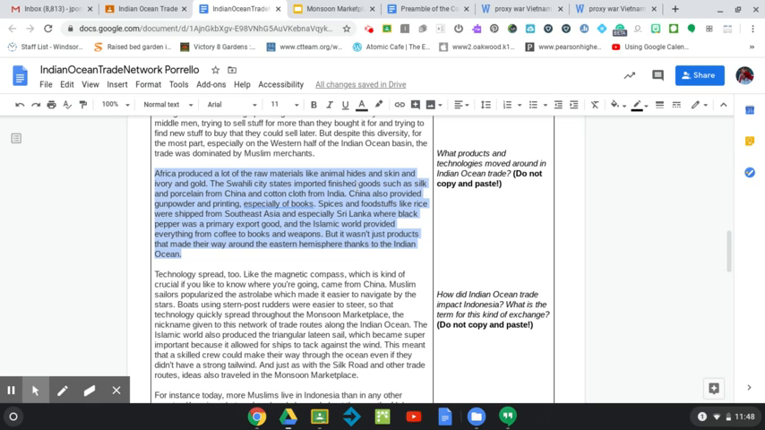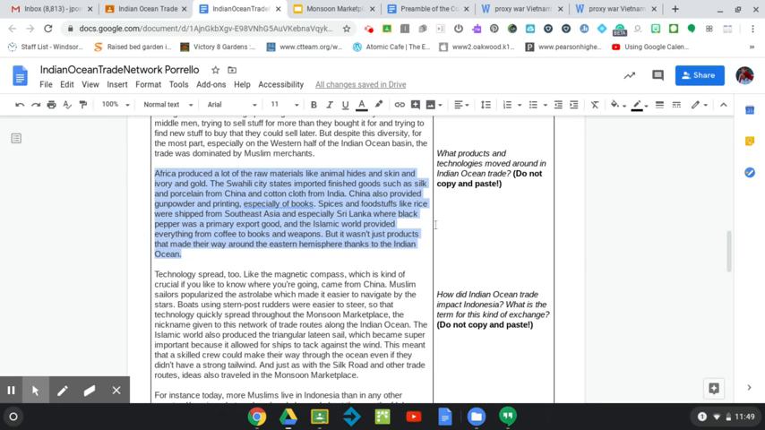Africa produced a lot of raw materials like animal hides and skin, and ivory and gold. The Swahili city states imported finished goods such as silk and porcelain from China and cotton from India. China also produced gunpowder and printing, especially of books. Spices and foodstuffs like rice were shipped from Southeast Asia and especially Sri Lanka, where black pepper was a primary export good. And the Islamic world provided everything from coffee to books and weapons. But it wasn't just products that made their way around the Eastern Hemisphere thanks to the Indian Ocean.